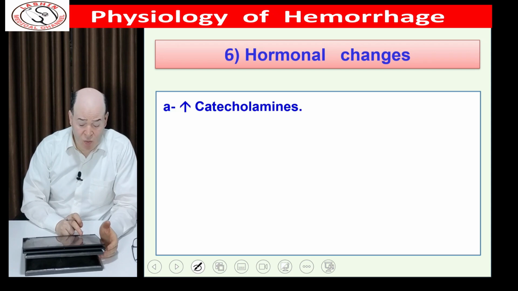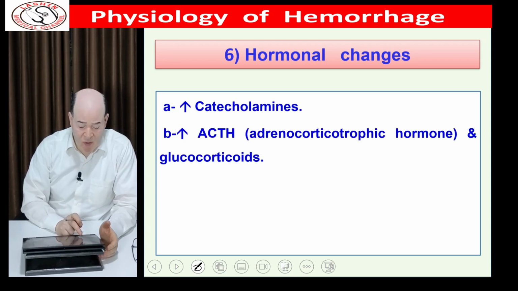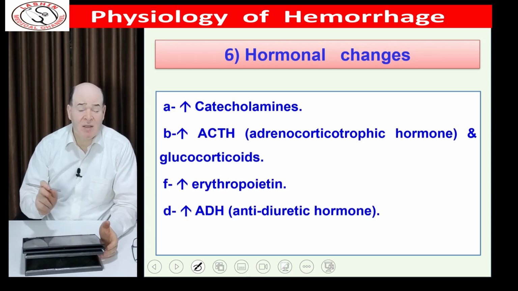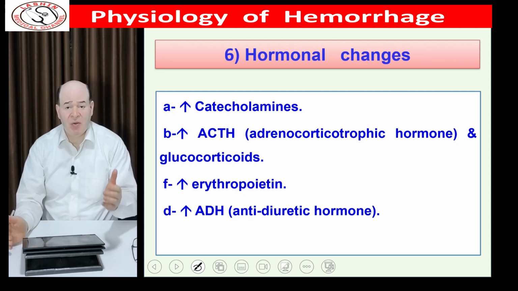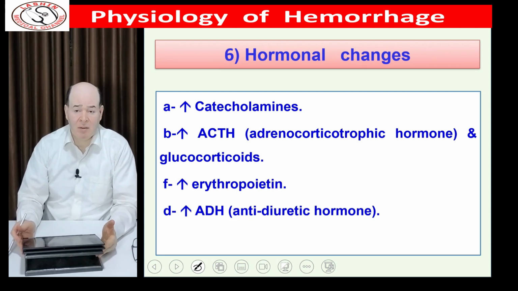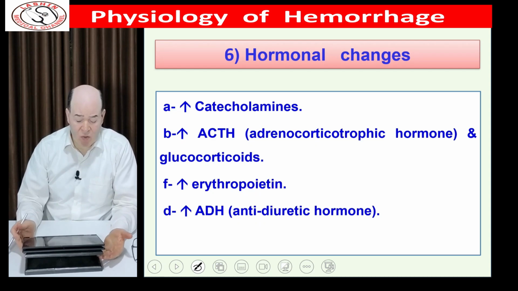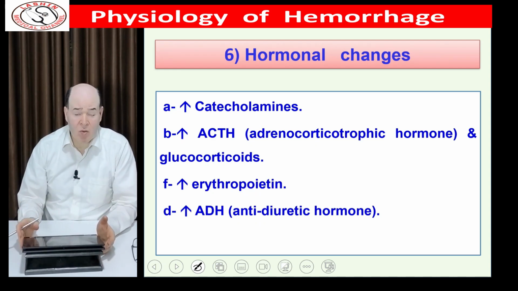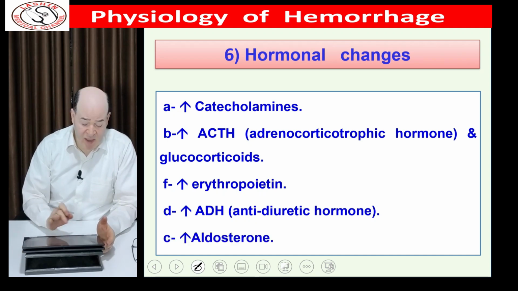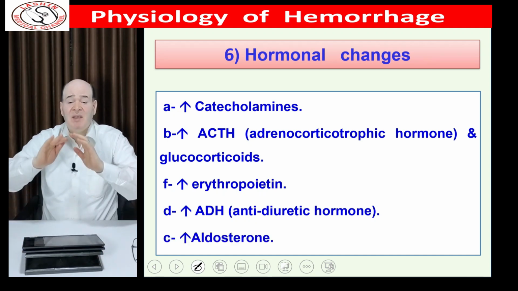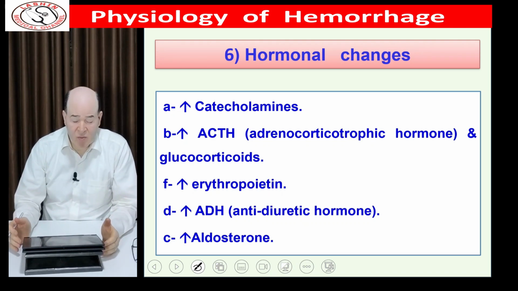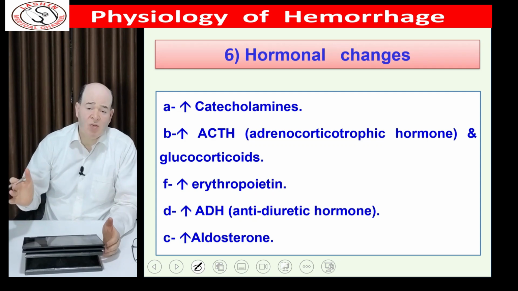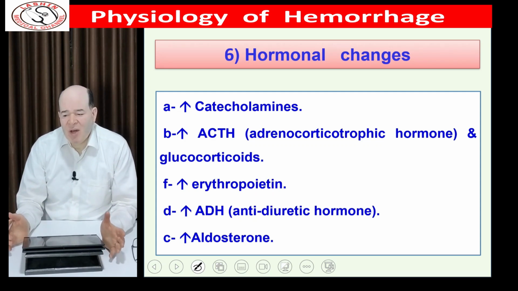We have important hormonal changes which work within minutes. First, increase in the catecholamine secretion, which increases heart rate, increases cardiac output, and helps to maintain blood pressure. Also, glucocorticoids, which support the general circulation. Also, there is increase in erythropoietin. So there is increase in the ADH, which maintains the blood volume, aldosterone, which maintains the body water and the body sodium. All these hormonal changes help to provide immediate support to our circulation.